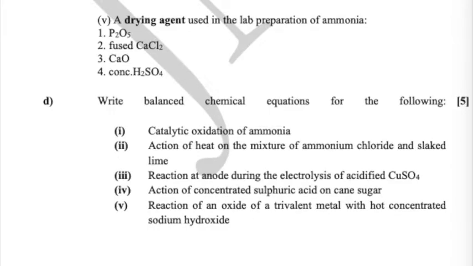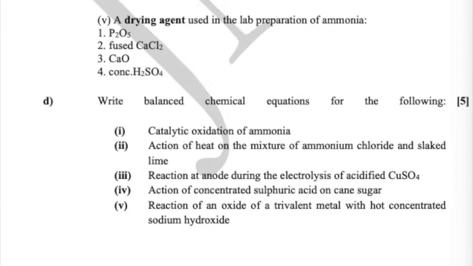Yeah, the first one is catalytic oxidation of ammonia. That's 4NH3 plus 5O2 with Pt at 800 degrees Celsius gives 4NO plus 6H2O. Second one, action of heat on the mixture of ammonium chloride and calcium hydroxide: 2NH4Cl plus Ca(OH)2 gives CaCl2 plus 2NH3 plus 2H2O.